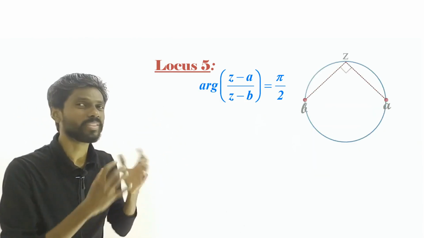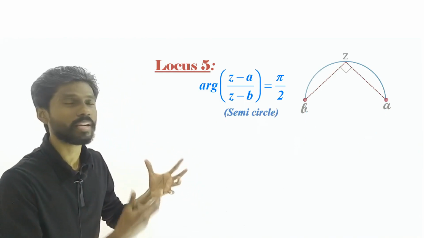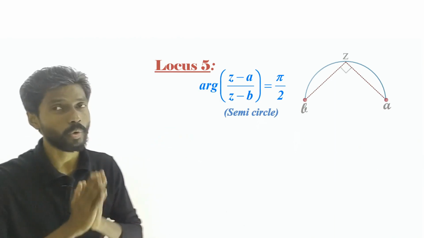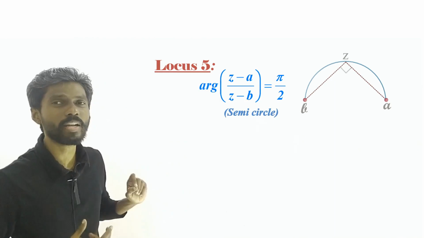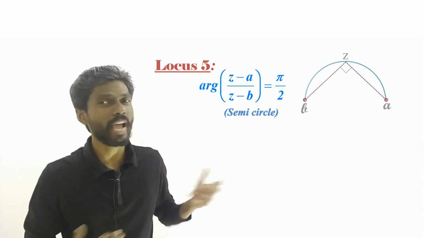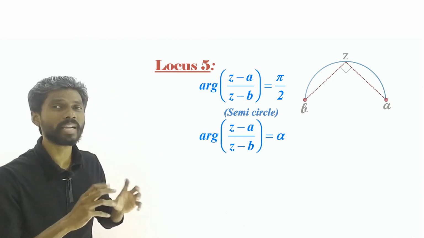So it is just a semicircle, right? So pi by 2, then it is semicircle. If it is plus or minus pi by 2, then we can take the upper part and also lower part. But here it is only pi by 2. We can generalize it, right? It is only a particular case we have taken, pi by 2. What if this angle is not pi by 2 but some other angle, say alpha? Okay, argument of Z minus A by Z minus B equal to some angle alpha.